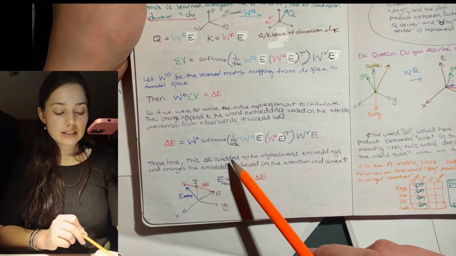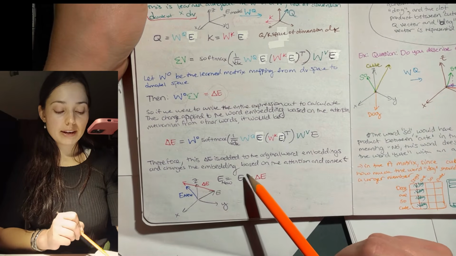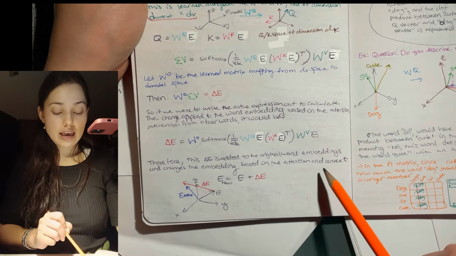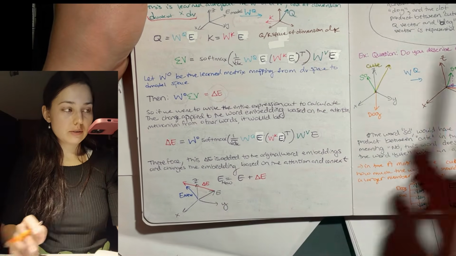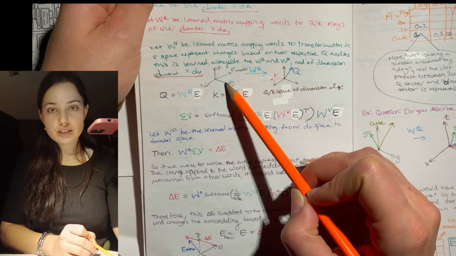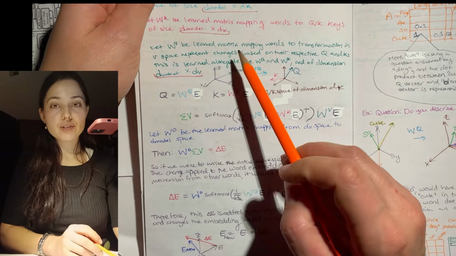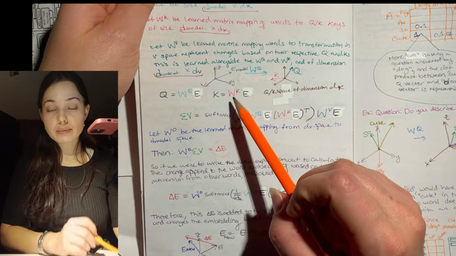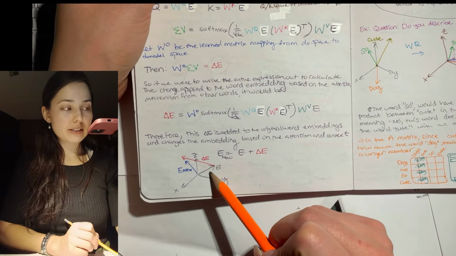This delta E is added to the original word embeddings and changes the embeddings based on the attention and context. So here is the original E, which is the exact same one that I drew here in our multi-dimensional space. In this case, again, it's only 3D, but imagine it in 512 dimensional space. It's kind of difficult. So the word is embedded.